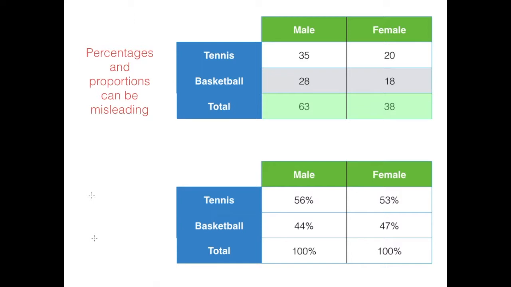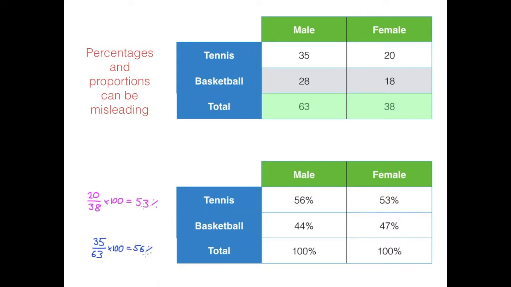However, we know this isn't true, but the reason it looks like this is because we calculated the percentages using different values as the total, or the denominator. So we can't directly compare the percentages across genders, only the percentages within the same gender category. The 53% of females playing tennis uses 38 as the total, seen as the denominator, while the 56% of males playing tennis uses 63 as a total, again seen as a denominator.